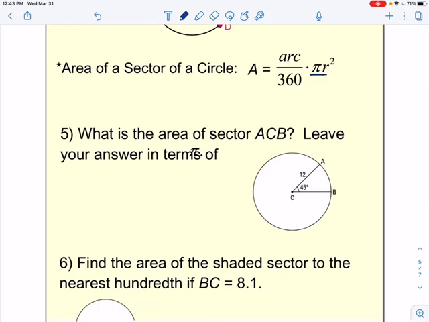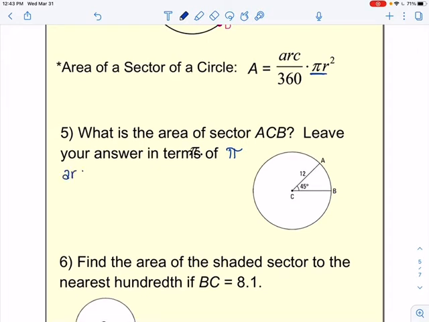For 5, what is the area of sector ACB? And we're going to leave our answer in terms of pi. In terms of pi means that we want that pi symbol inside of our answer. So again, we're going to do the arc divided by 360 times pi r squared.